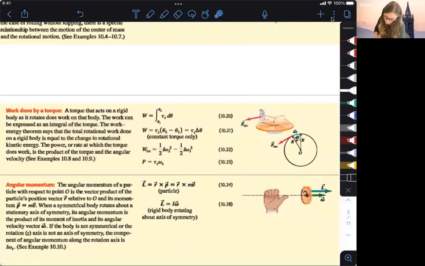And the total work in the system, we've seen this before, is the change in energy, the change in kinetic energy, which gives us our total work.